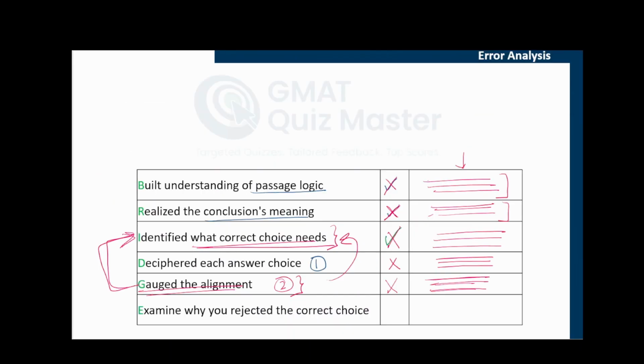So with this, let's update our bridge table. So again, if you selected choice B, you need to understand whether you understood the meaning or not, and were you able to gauge the alignment or not. Whatever is the root cause, you need to mention it here. With this, let's move to choice C.